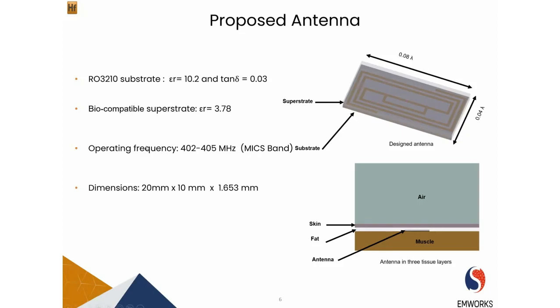The antenna has a size of 20 mm by 10 mm by 1.65 mm. The antenna is electrically small. The length and the width of the antenna are much smaller than the wavelength. The antenna is placed in a simplified human tissue model. The tissue consists of 3 layers, namely skin, fat, and muscle.